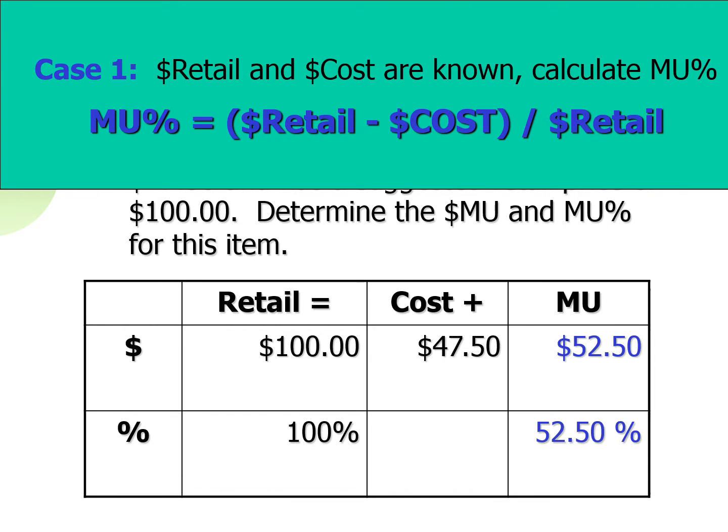So case number 1 is when we know retail and cost in dollars, and we need to figure out markup percent from them. Then we have one simple formula that combines this 2-step calculation procedure: markup percent equals (R minus C) over R. That is, retail dollar minus cost dollar, divided by retail dollar.